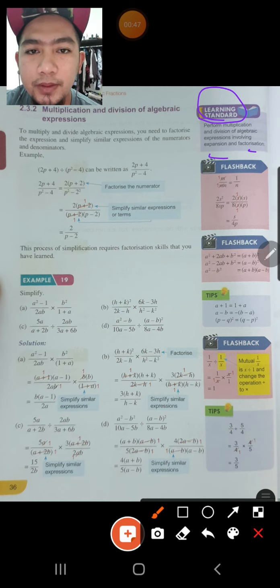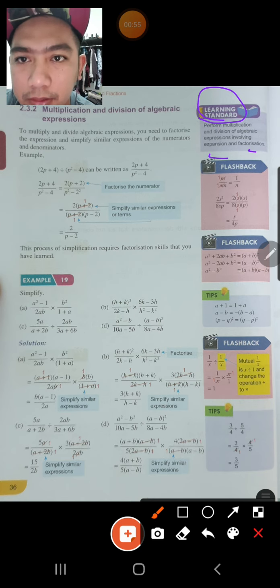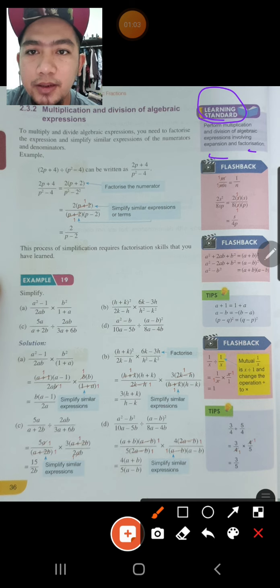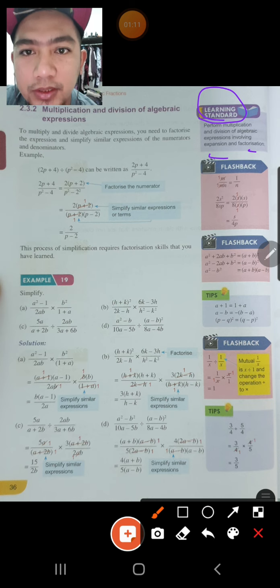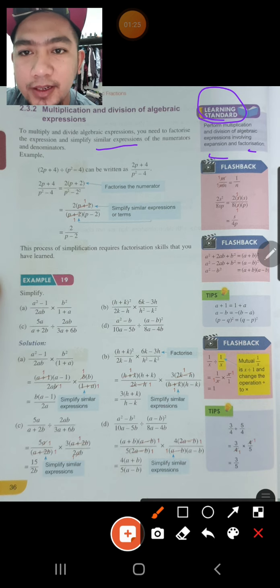It's the same, but now we perform multiplication and division. To multiply and divide algebraic expressions, you need to factorize the expression. Then you can simplify similar expressions in the numerators and denominators. Before you factorize, you can eliminate similar expressions later. Later we'll take a look at the example.